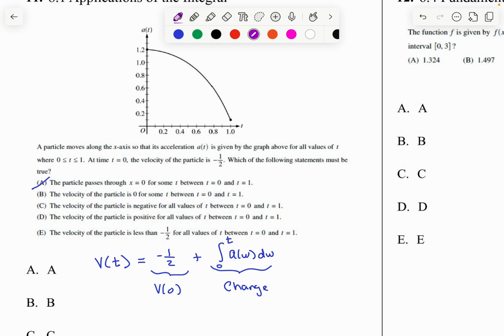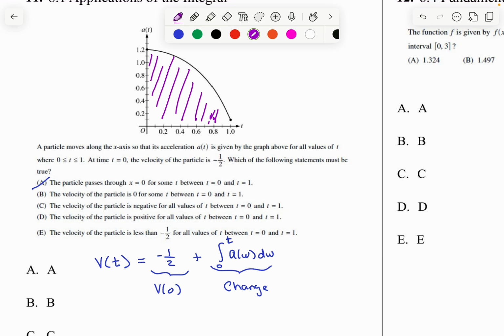And so now we can examine maybe some of the answer choices. The velocity of the particle is 0 for some t between 0 and 1. That is going to be true because our velocity starts at negative a half, but then we're just accumulating positive area the entire time. And at some point, we are going to get an area of a half. In fact, that'll happen pretty quickly.